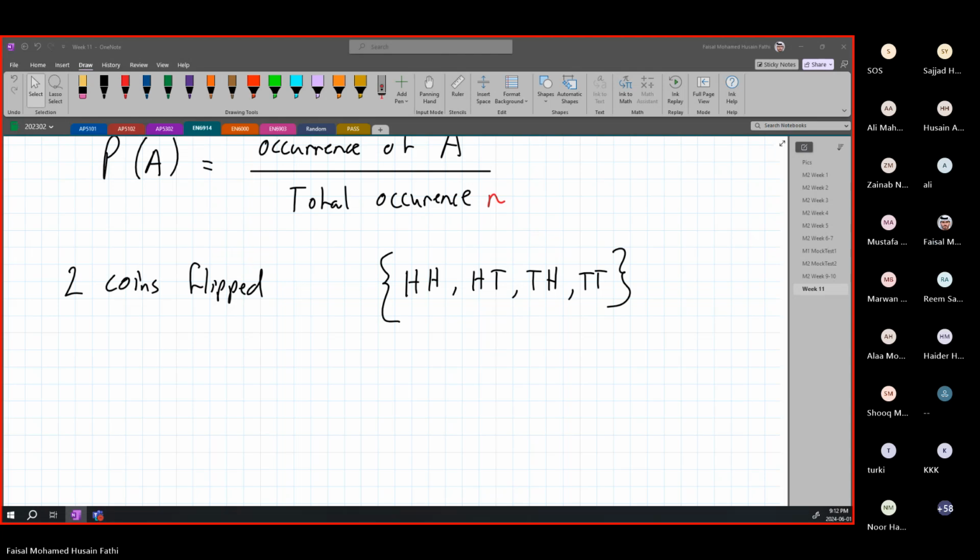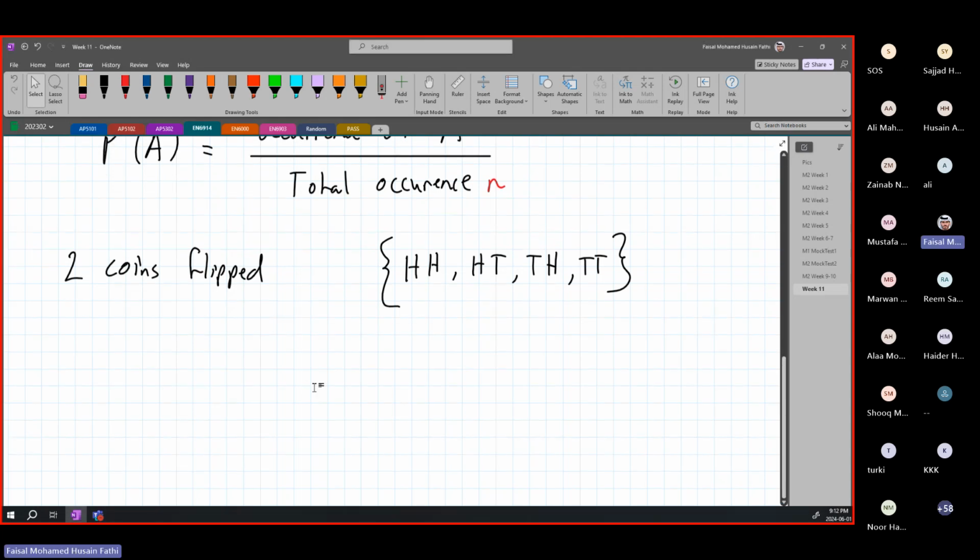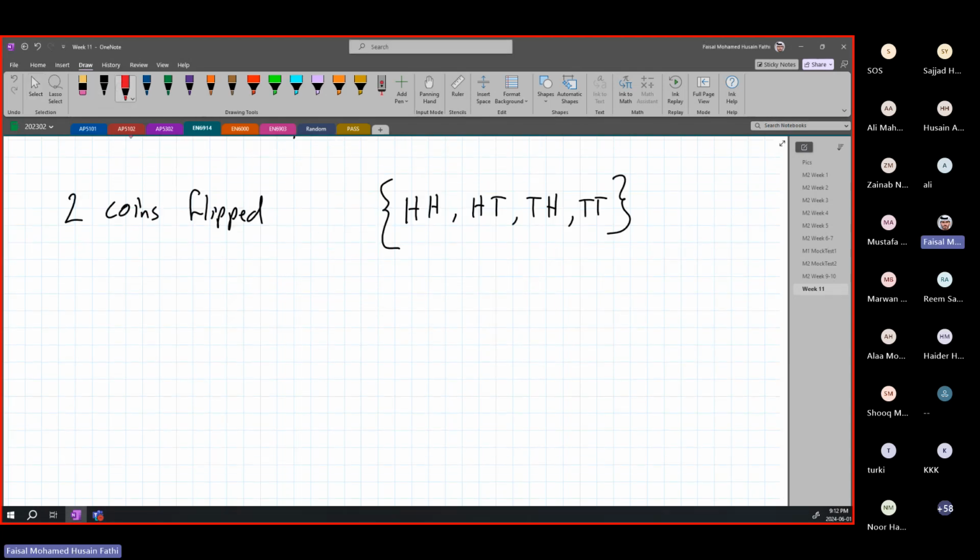Okay. So what does this mean? This means now we have a total of 4 possibilities that can occur. So this is our n value, which is 4. Now what if my question is, what is the chance of getting heads? At least 1 heads, I should say. So what is the chance of getting at least 1 heads?